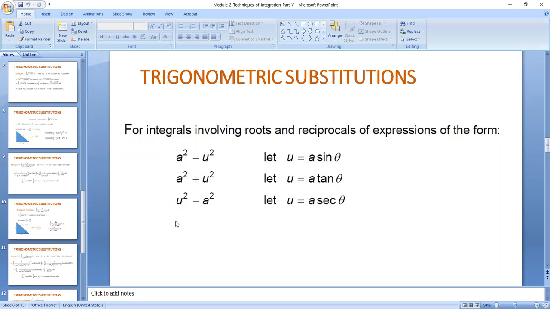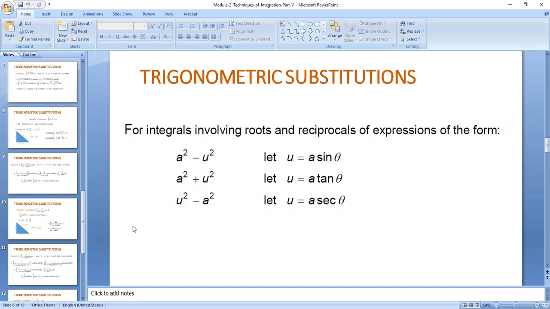Again, I will emphasize that this is only limited to the expressions that you are seeing here. Okay, so if the integral that is given to you does not contain these expressions, then these particular substitution equations are not applicable. So only on cases where it is applicable.